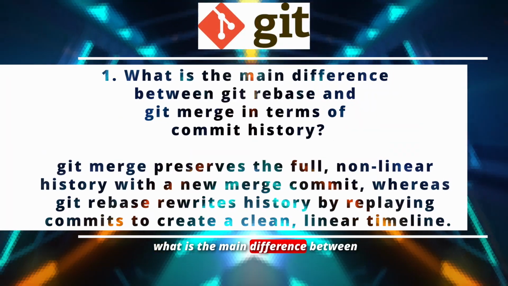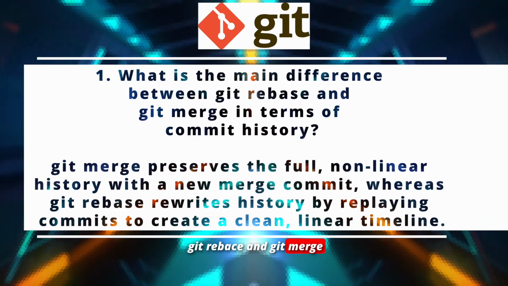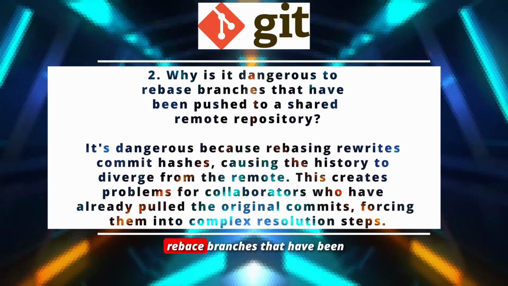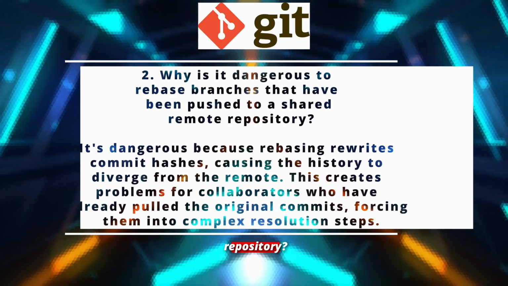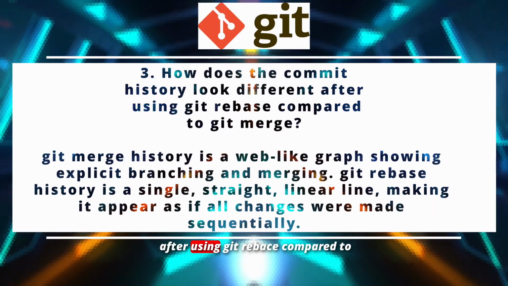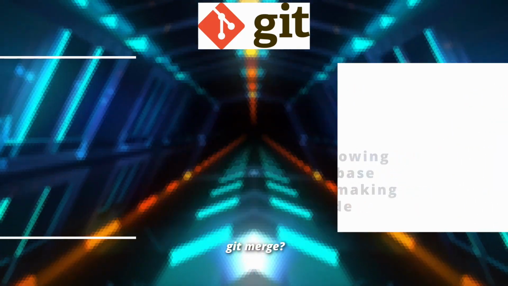1. What is the main difference between Git rebase and Git merge in terms of commit history? 2. Why is it dangerous to rebase branches that have been pushed to a shared remote repository? 3. How does the commit history look different after using Git rebase compared to Git merge?